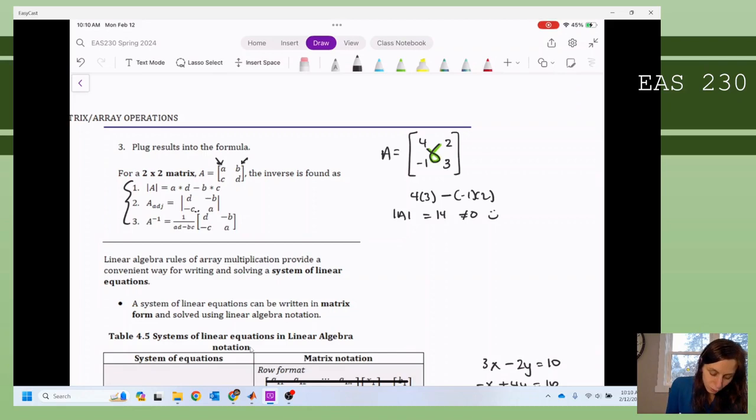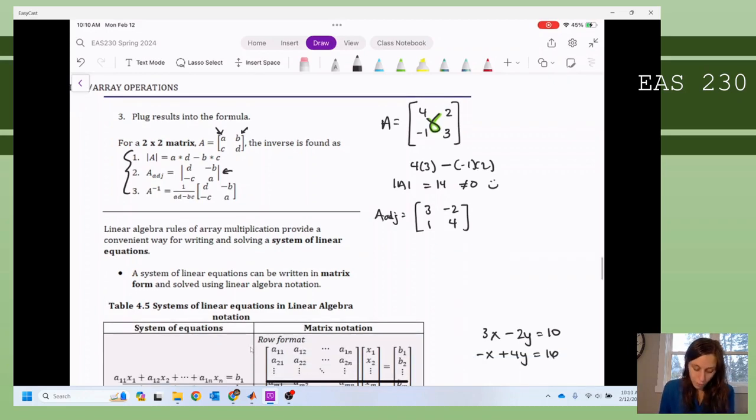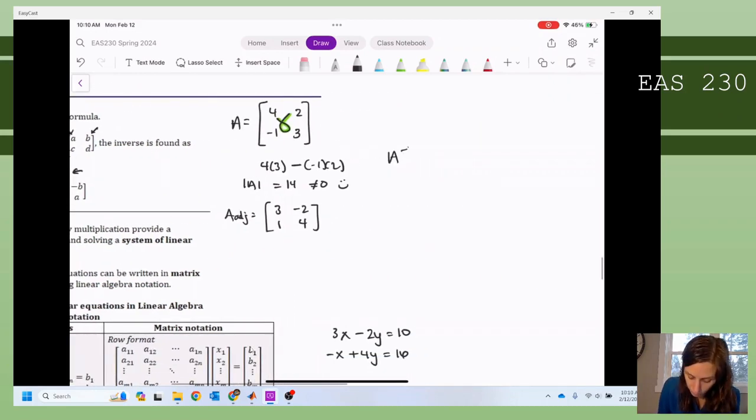To find the adjoint matrix, it looks like this. A and D switch places. B and C change their sign. So A adjoint. A and D switch places, so 3 and 4 switch places. The -1 and the 2 change their sign. So -1 becomes 1, 2 becomes -2. And then I have all my pieces. So the A inverse equals 1 over the determinant times A adjoint.